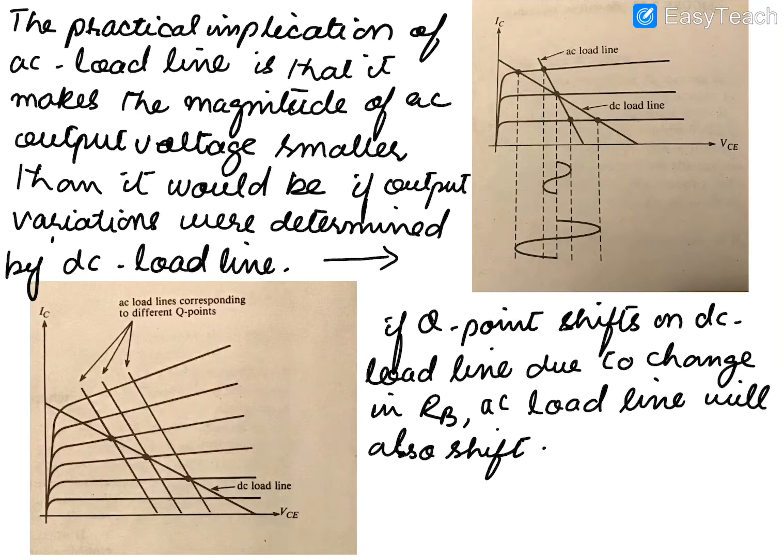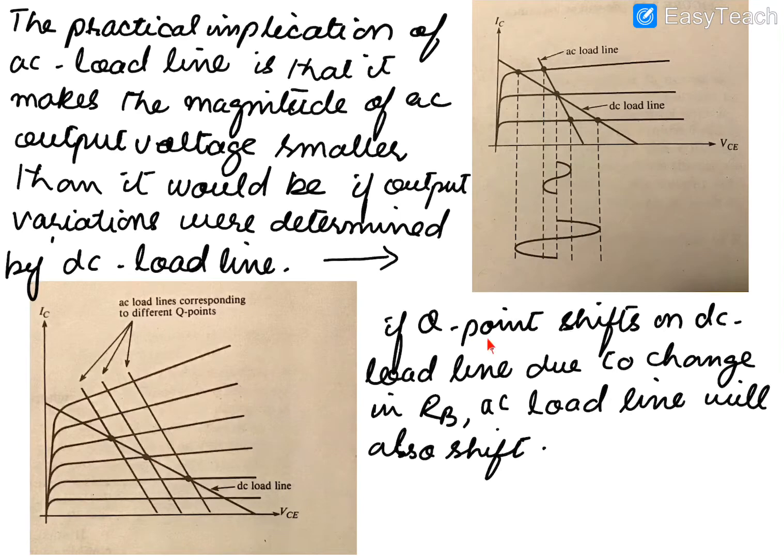So when you draw three lines across the Q point and the minimum and maximum levels, you can see that for the AC load line the output swing is less than the AC voltage drawn with the values of the DC load line. So the effect of including RL across the output is also that the magnitude of the output voltage is limited in case of the AC load line.